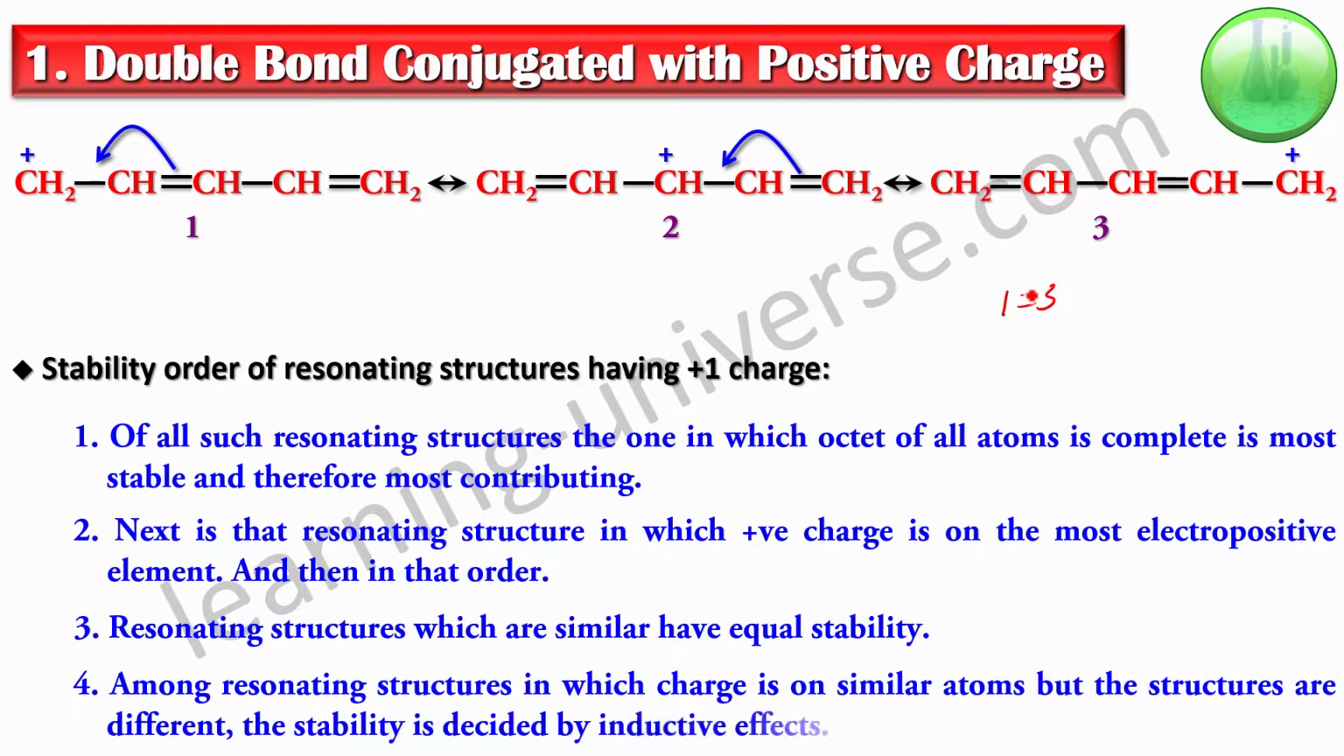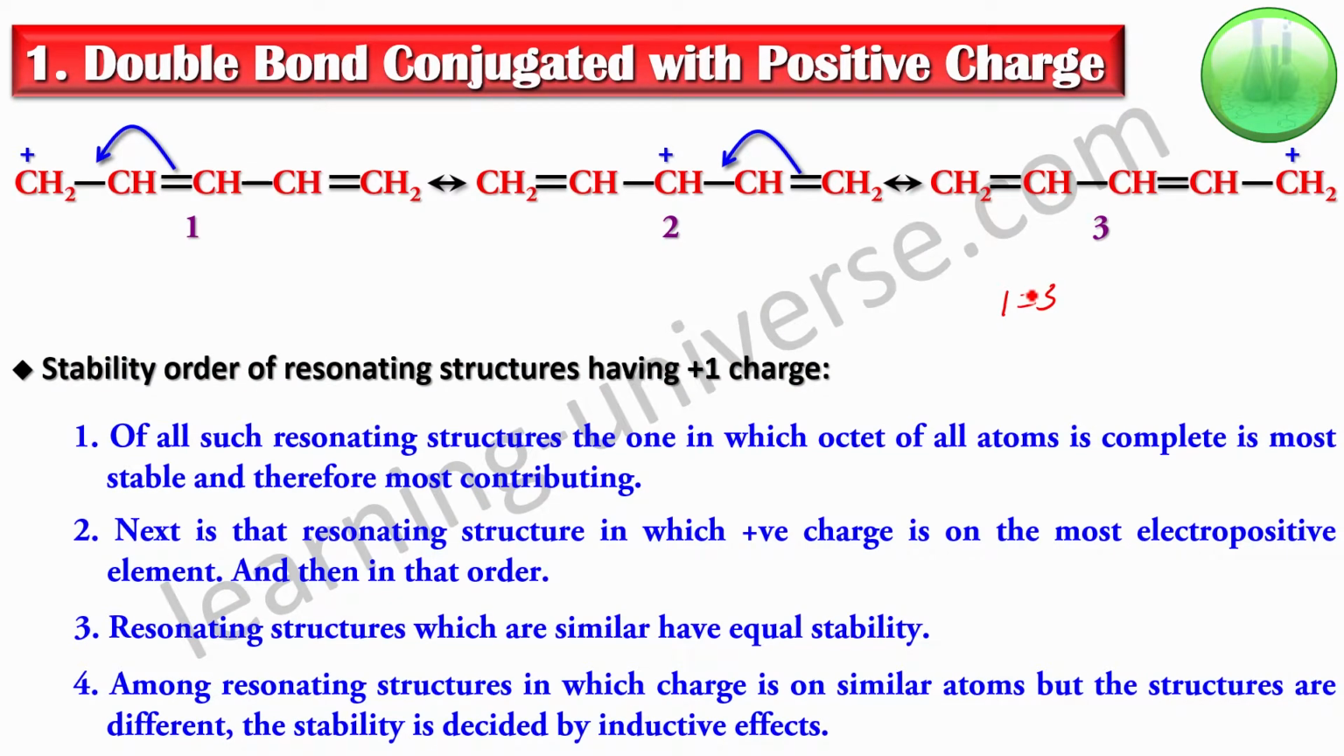And the fourth point: among resonating structures in which charge is on similar atoms, but the structures are different, the stability is decided by inductive effects. Now this is very, very crucial to understand. Most people don't get this point, or probably don't even know about this point. If I have two structures in which the positive charge is on similar atom, both on carbon, but the structures are not similar, then the only way to figure out which is more contributing, more stable, is by using inductive effect. Now one might ask why.